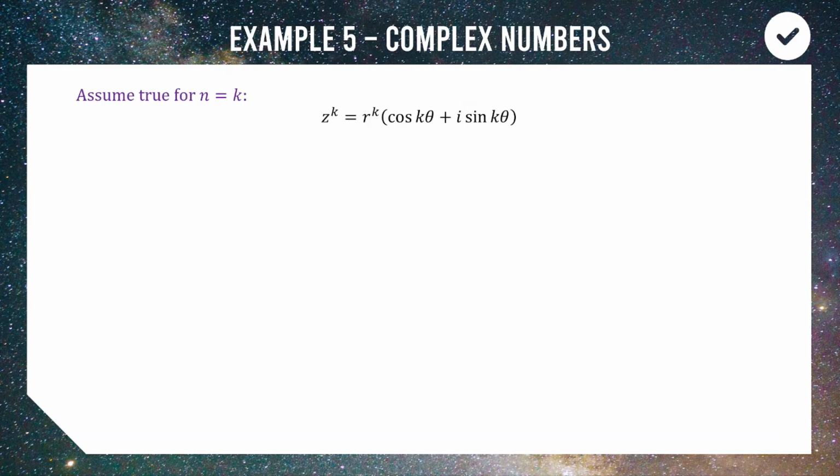The assumption for n equal to k, we are going to assume that de Moivre's theorem holds true for k. This is going to be our ammunition to prove that it's true for the next term along, which is k plus 1.